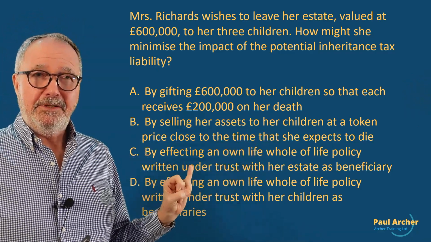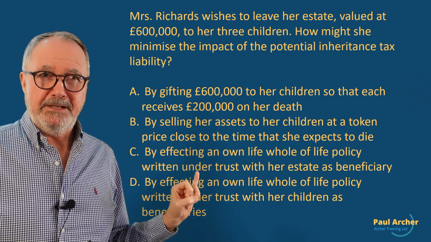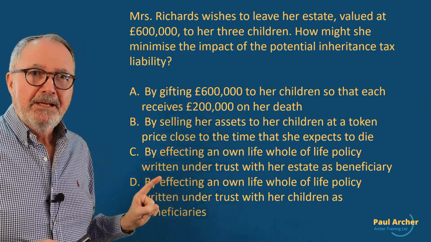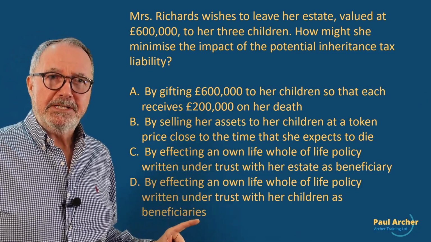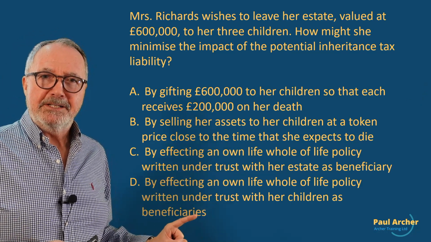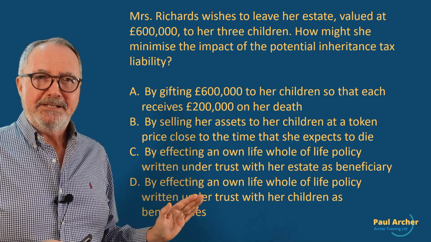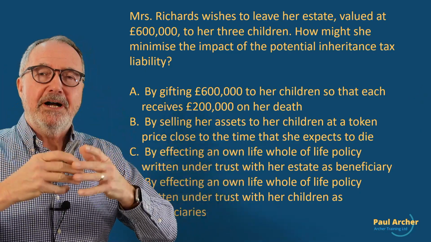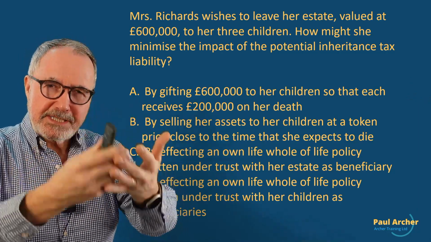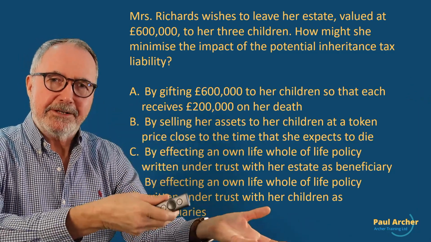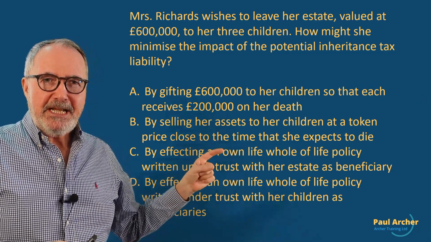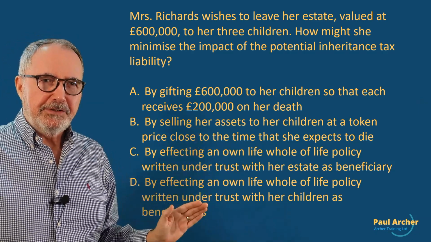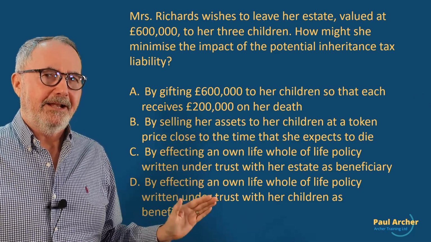C, by effecting an own life, whole of life policy written under trust with her estate as a beneficiary. Do we like that one? Let's see what else we've got. D, by effecting an own life, whole of life policy written under trust with her children as beneficiaries. That's the better one. They're very similar. Own life, whole of life policy. Had that in the first question, didn't we? It's going to provide a sum assured, which will go to somebody who can then use that cash to pay the inheritance tax bill. Now, if you put the estate as beneficiary, that's a very difficult thing to do. Executor, you probably consider, but it's the children, ultimately, the beneficiaries, that have to pay the inheritance tax.